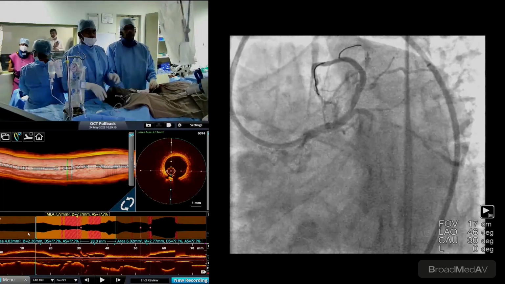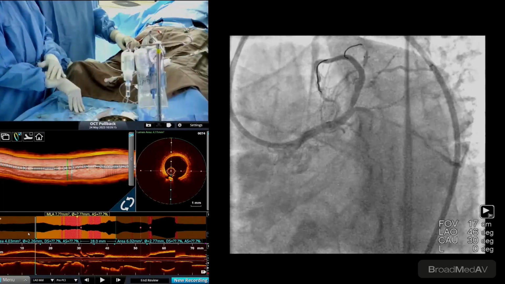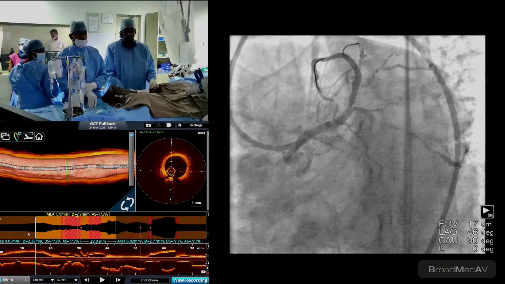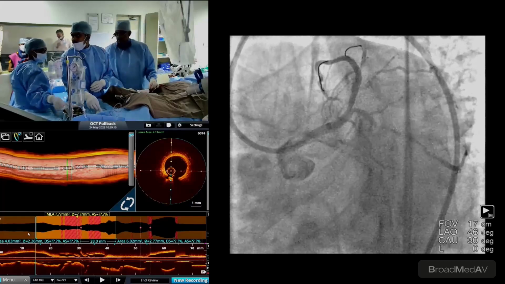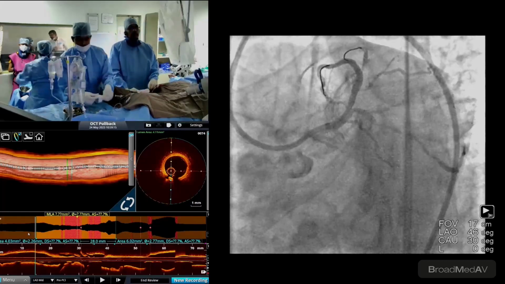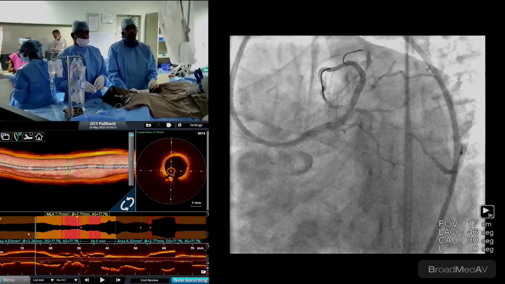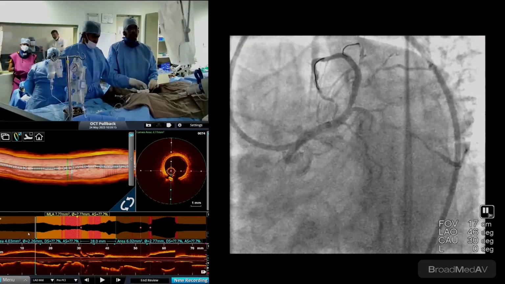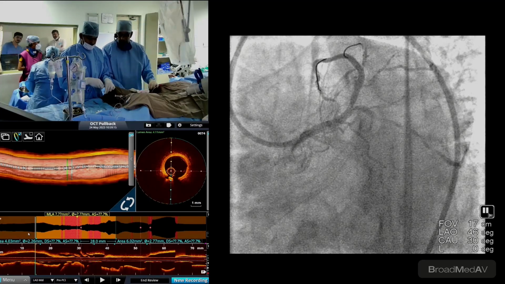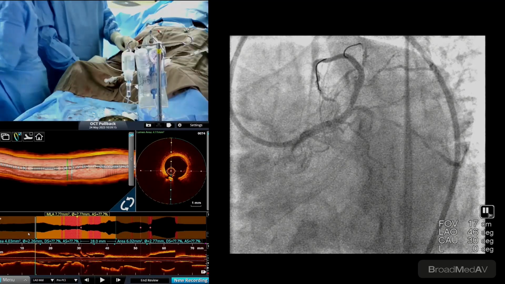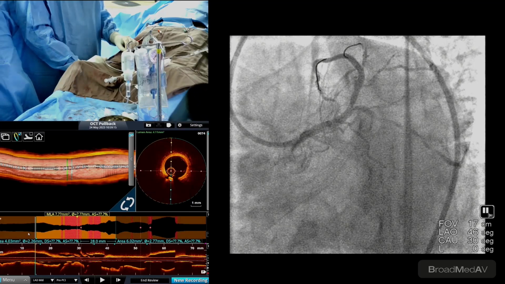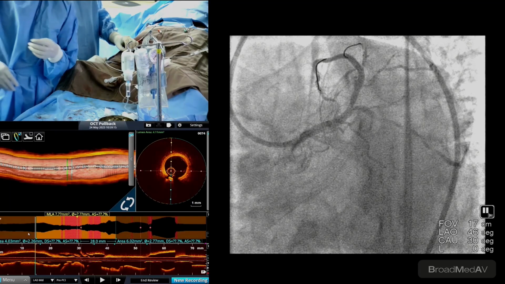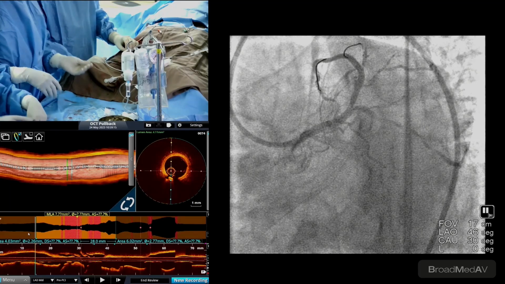Now the question is the wire is jailed. So after a POT, sometimes the wire gets stuck. So I don't think we'll have a problem because there's no calcium there. So give me the 3.0 for the POT. And then if the diagonal has a problem, we'll recross it. There is some slow flow. So we'll take another wire ready, please. Keep another wire ready. Which wire? I need a hydrophilic wire for crossing. Maybe a Sion again, Sion blue.